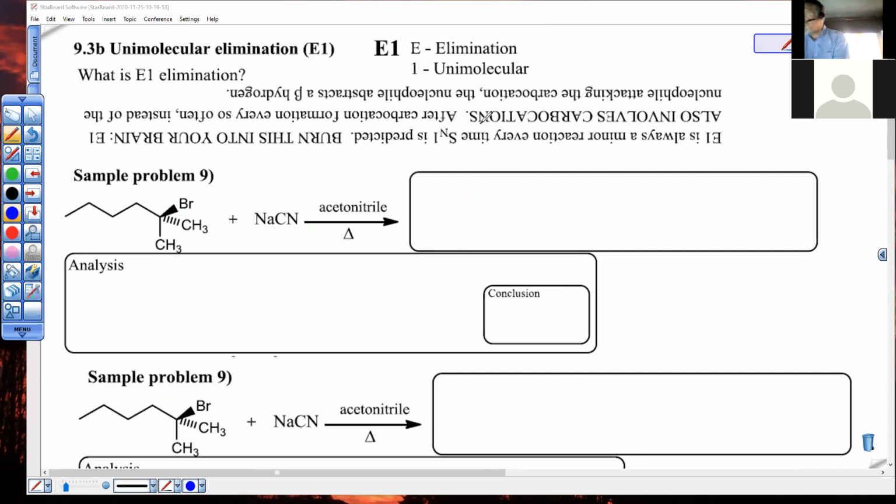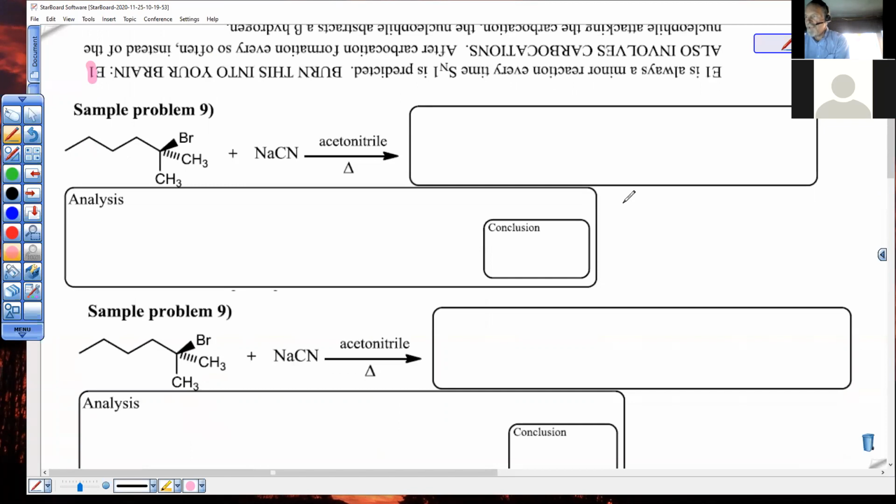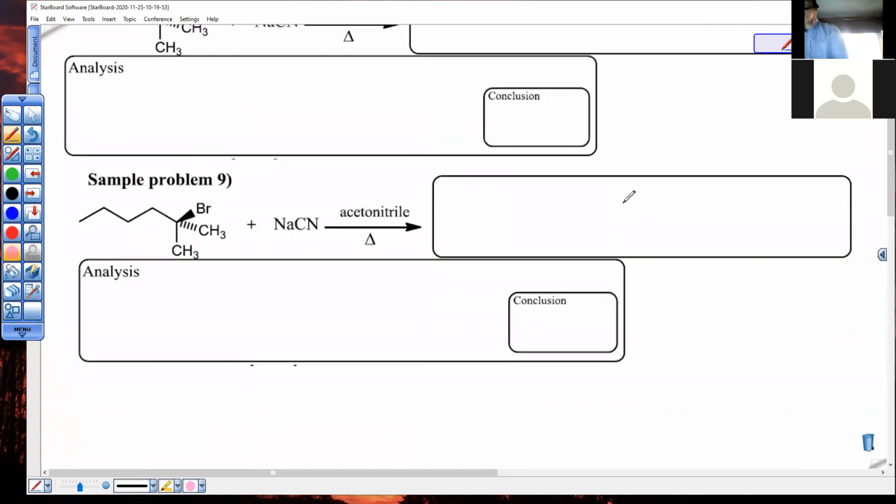E1 also involves carbocations. Remember, I hinted before, if there was a 1 in its name, carbocations are on your brain. Okay? So after carbocation formation, every so often, instead of the nucleophile attacking the carbocation, the nucleophile abstracts a beta hydrogen. Yeah, that's an elimination, by the way, if you're taking a beta H. So normal analysis would happen here, and you're going to predict SN1. Please, that doesn't change.